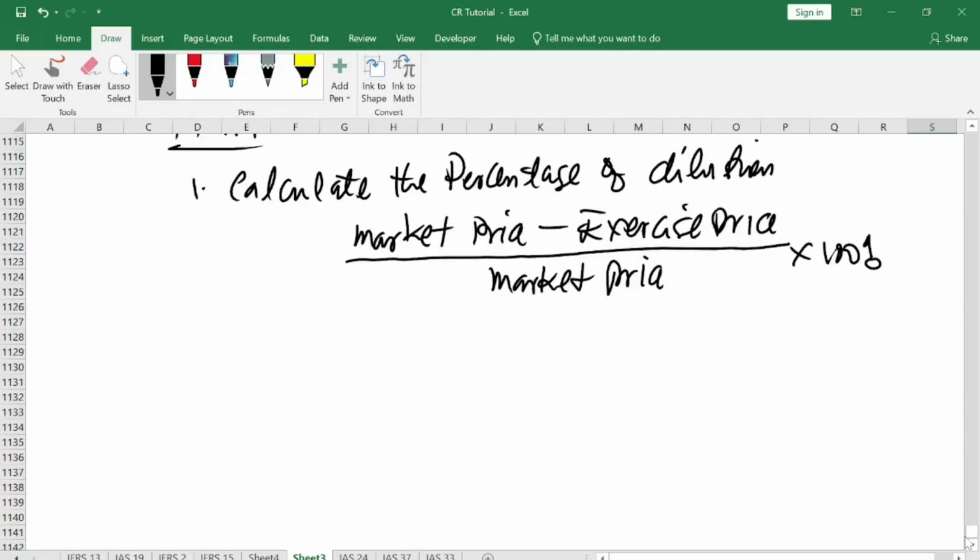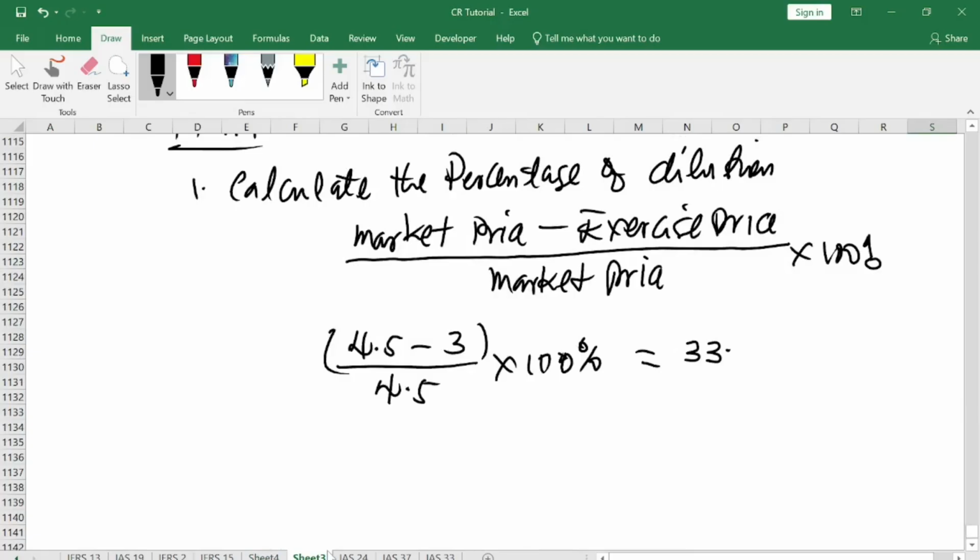Okay. So in the question, they've already given that to us. So they give us our market price, 4.5, minus exercise price, 3, all divided by 4.5, times 100%. What do we have? That gives us 33.3%. Then step two: calculate the number of shares.